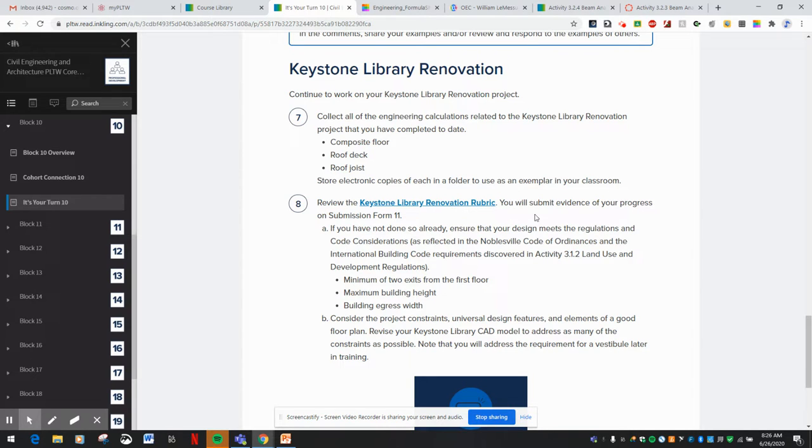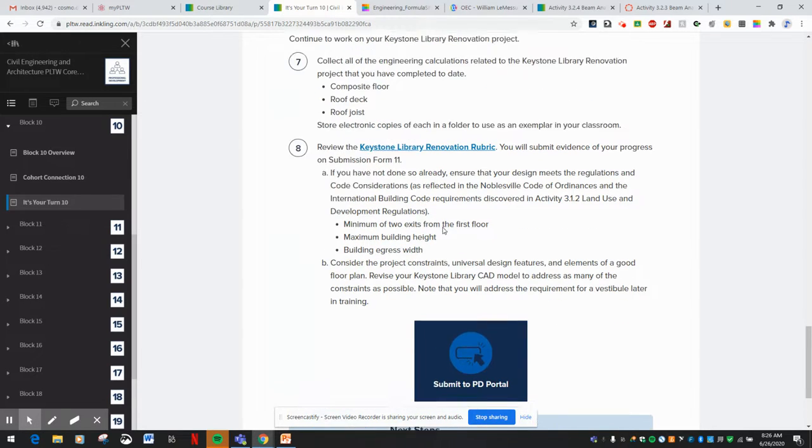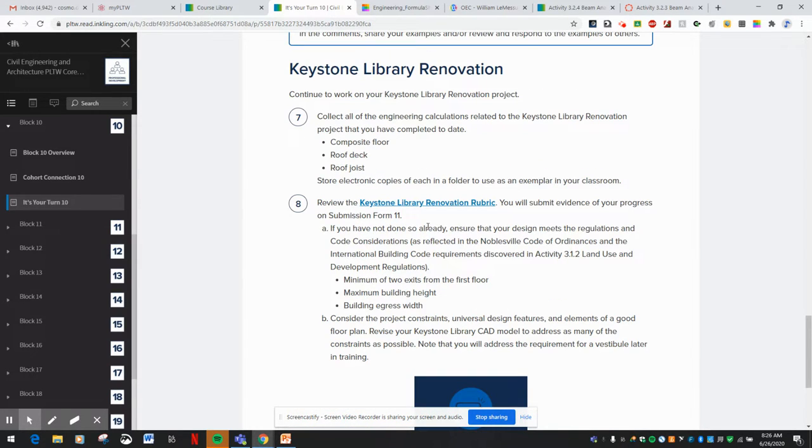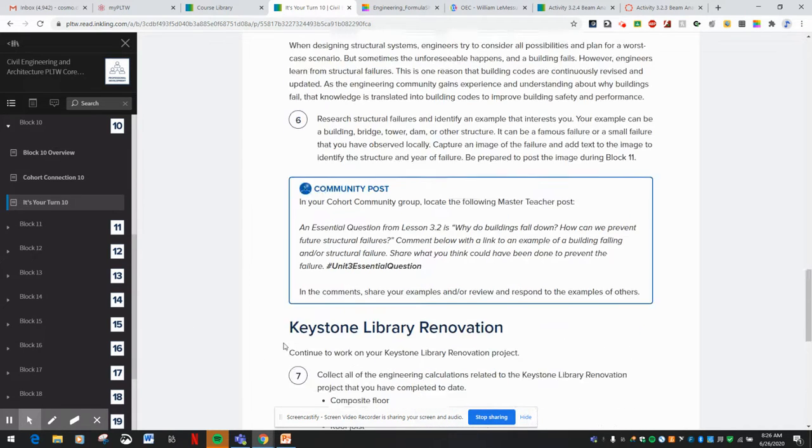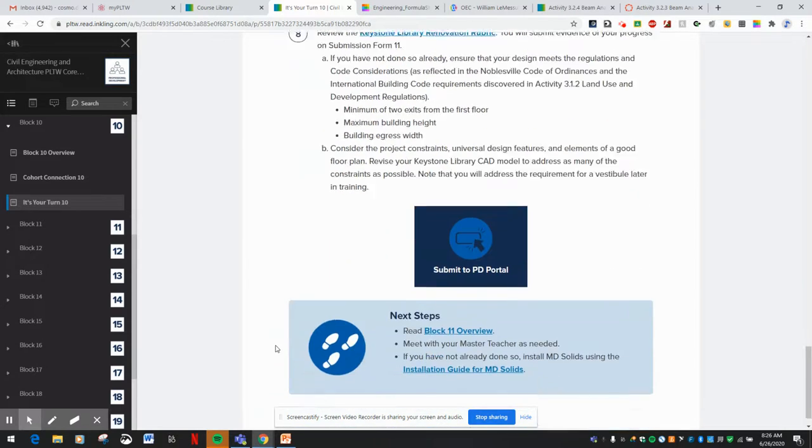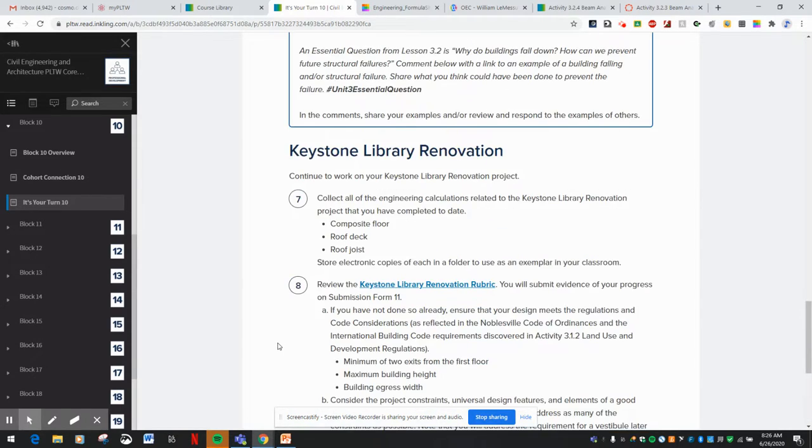You will submit evidence of your progress on this page, on submission form 11. So we should be moving along with that.